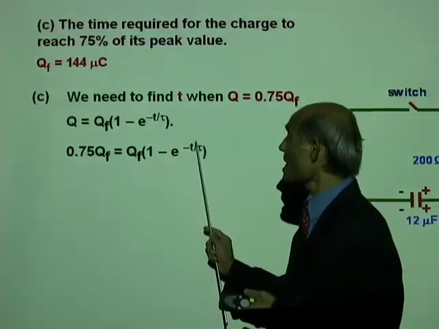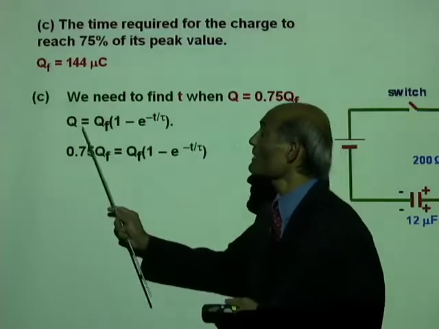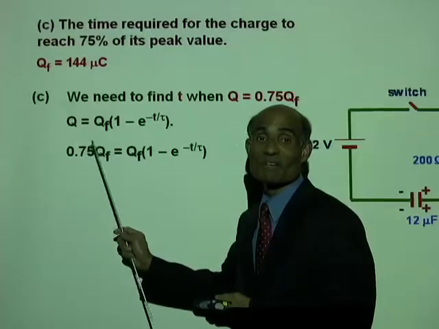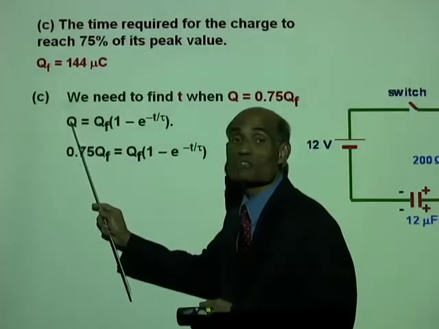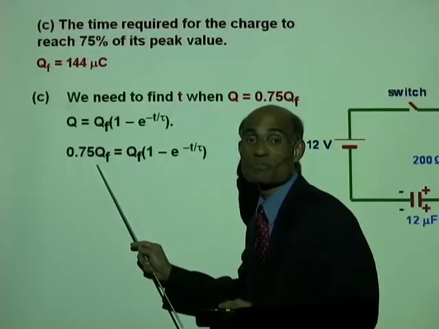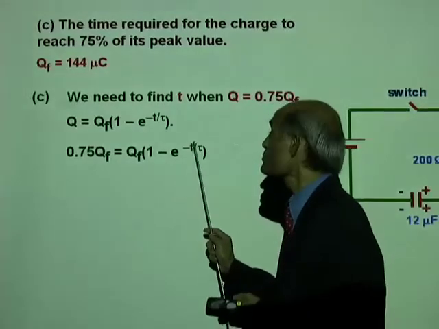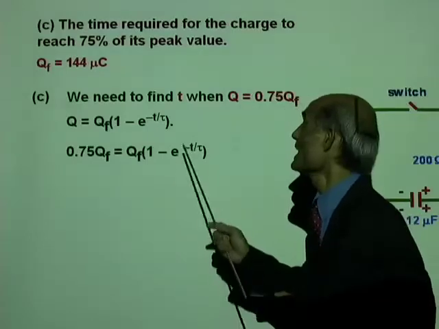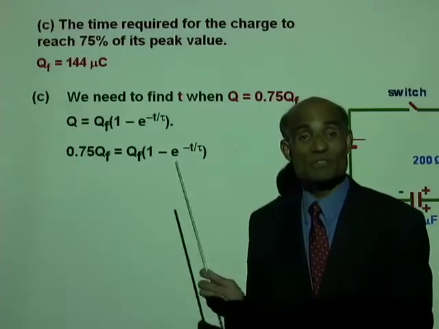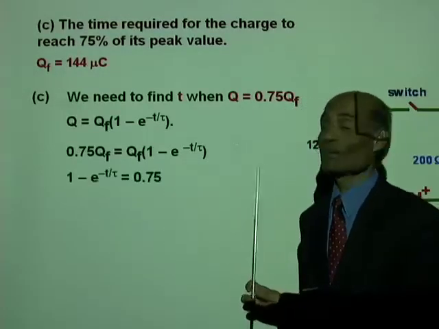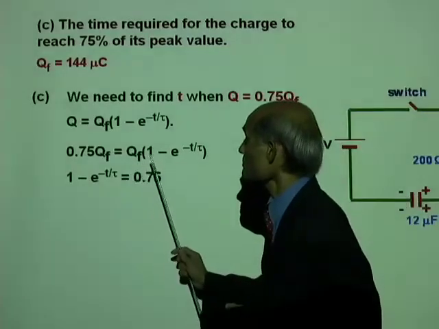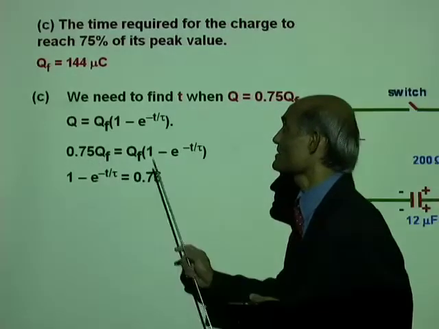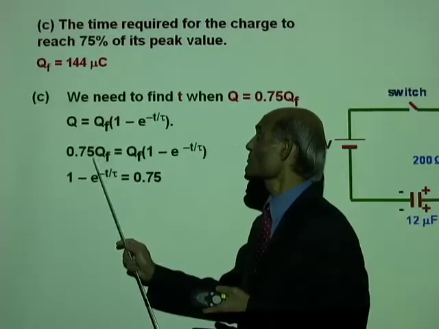So, we need to find this time when Q equals 75% of QF. We now replace Q by 75% of QF and then solve for t. Well, if you know how to solve a small exponential equation, then you are home with this. You can see QF will cancel from both sides.